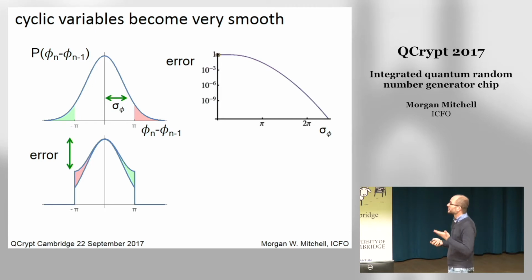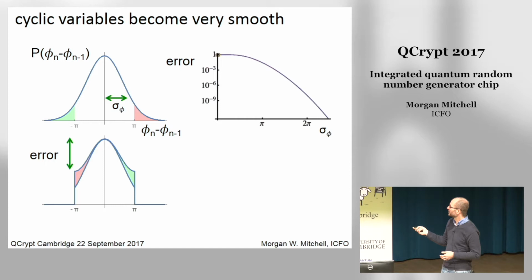The more important thing here is that we do have a lot of phase diffusion. We're working with a cyclic variable, and this protects us against problems that you would have if you were working with a linear variable. So let me illustrate that. The phase is going to diffuse, so that the phase difference between one pulse and another is going to have some Gaussian distribution. But as it exceeds the cyclic bounds, pi and minus pi, then being over here looks the same as being over here.